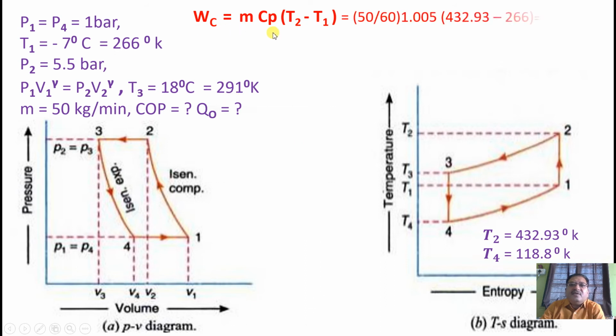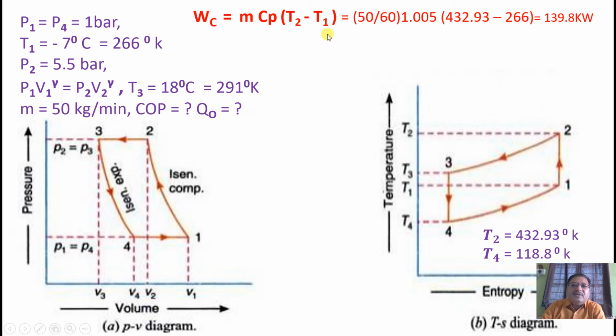Now we are finding the work of compression. In order to find the COP, first of all we have to find the work of compression, and work of compression is equal to mass into specific heat into T2 minus T1. This formula we are going to use. Mass into specific heat of air into T2 minus T1, because the process of compression is 1-2. During compression the temperature increases, and this increase in the temperature multiplied by specific heat multiplied by the mass flow rate of air will give you the work of compression supplied during the compression process, right? So the mass flow rate of the refrigerant is given as 50 kg per minute.